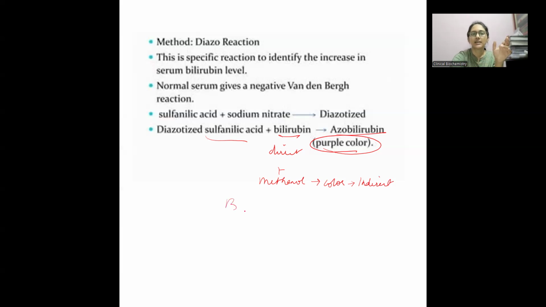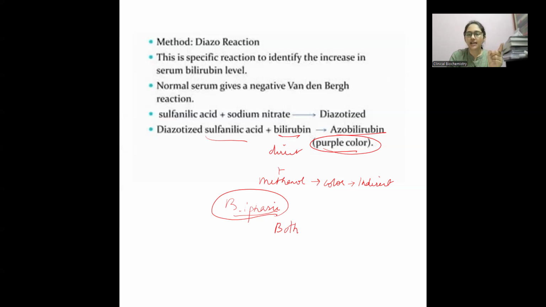Then there is something called a biphasic reaction. So what is this biphasic reaction? First, with the reagent, you add the serum, it gives you color, but upon adding methanol, the color intensifies. So in that case, that's the biphasic reaction, which means both the direct and the indirect bilirubin are present in the sample. So hope this is understood.